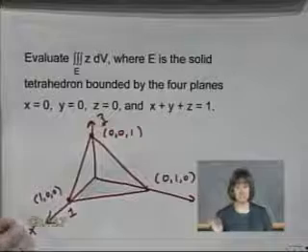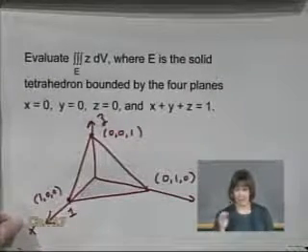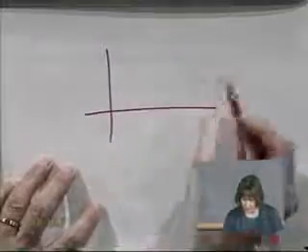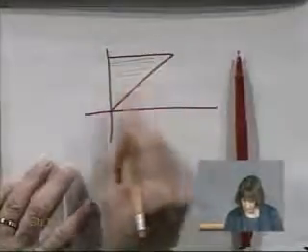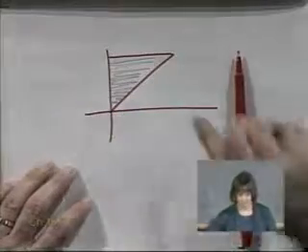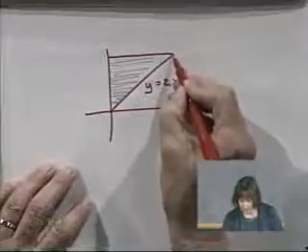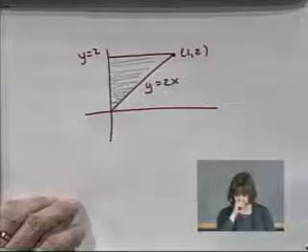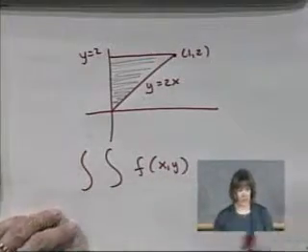Now, how do we set up a triple integral? All right, now remember, when you did double integrals, if I had a region that looked like this, let's say, maybe this is y equals 2x, and let's make this point maybe 1, 2. So this is the line y equals 2. And suppose I'm integrating over that region.